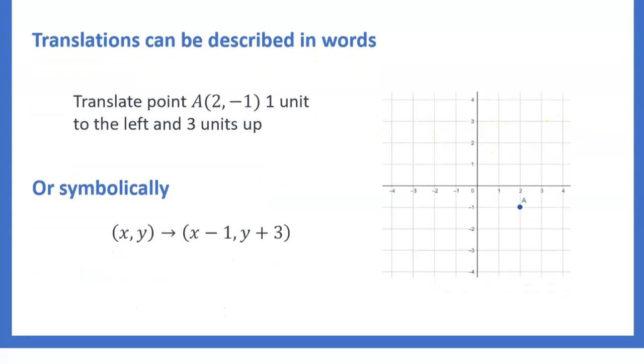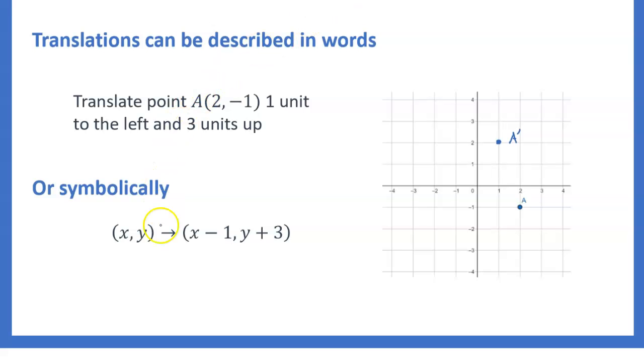Now we have a couple of ways of describing translations in problems. You might see them in words, like this first example here. Translate point A, 2, -1, 1 unit to the left and 3 units up. So we would go 1 to the left, 1, 2, 3 units up, and put a dot there. That would be A prime. Remember, prime is our image indicator. That indicates that A is our original object, A prime is our image after the transformation.